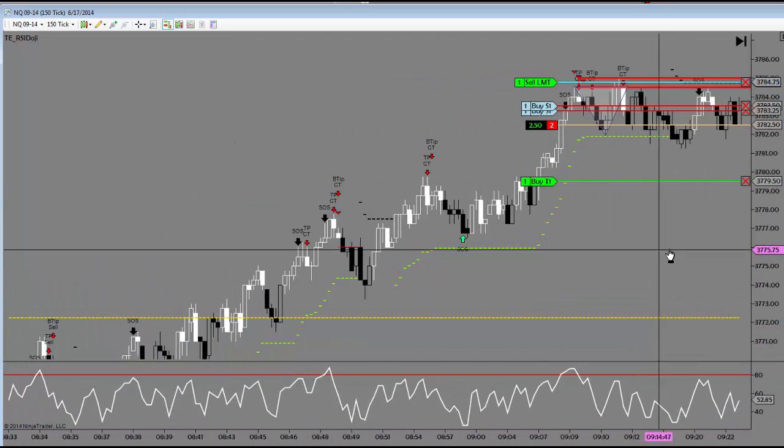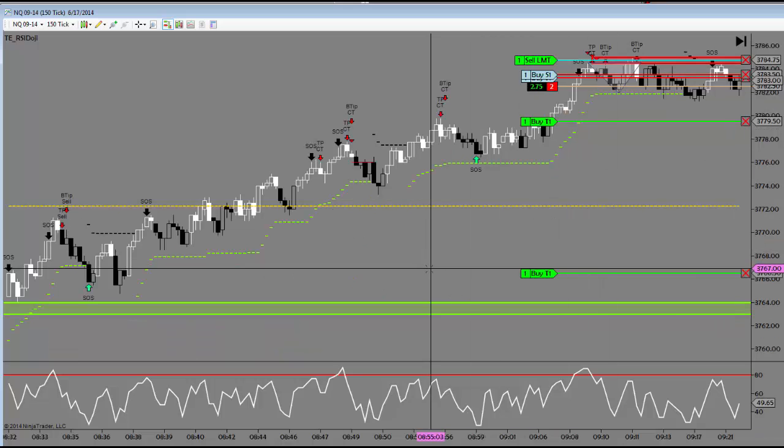Okay, so let's look right here. What do markets look like when they trend?